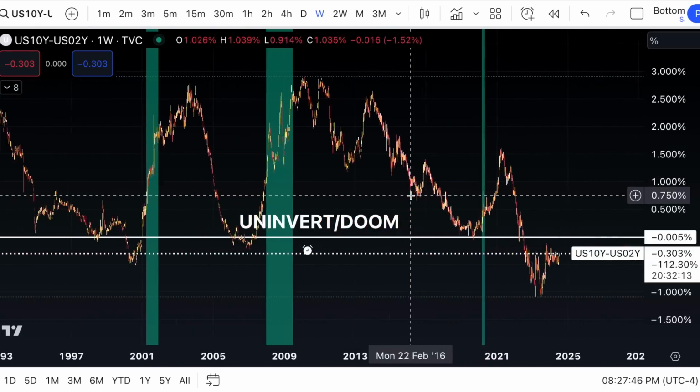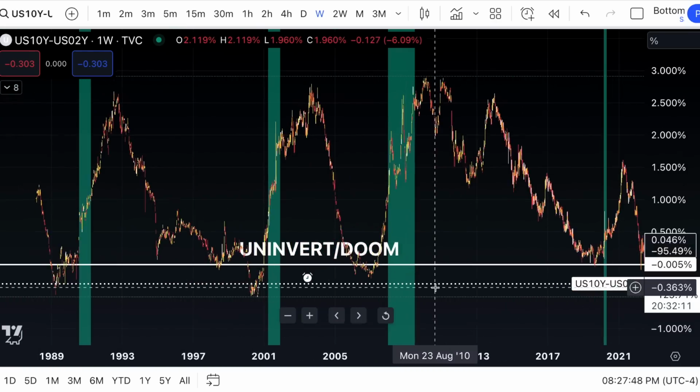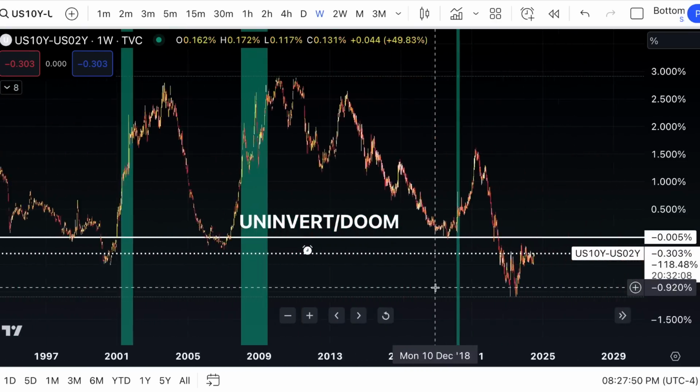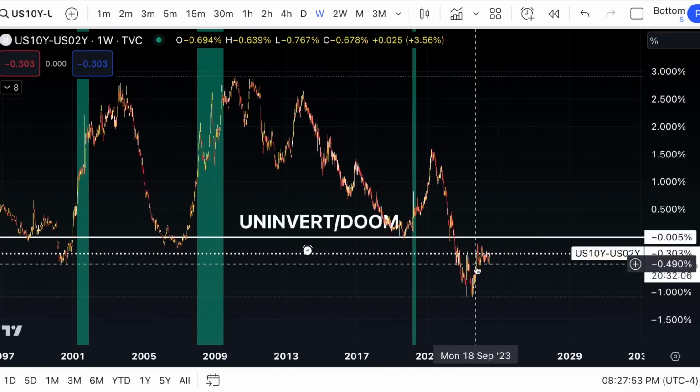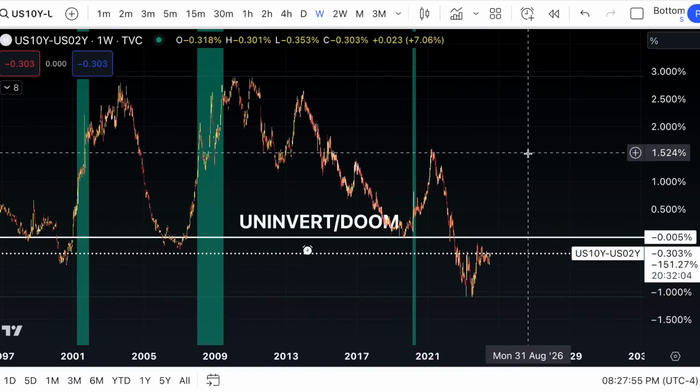That's going to happen, and it doesn't happen immediately. But we're so deeply inverted. The question is, is that zero line really going to mean anything at this point in time, or will stuff break before that, or not break at all? That's really the big thing.